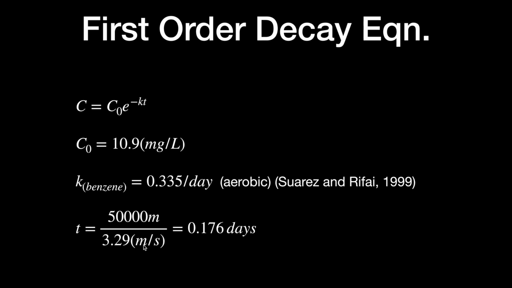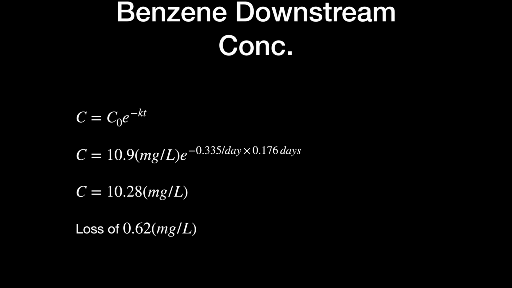And then we need to solve for time. In this case, it's just going to be our distance divided by our velocity. In other words, how long is it going to take to travel the 50 kilometers from point A to point B? And it's going to take almost 0.2 days. So once you have this information, it's basically just a plug and chug. We have our initial concentration here, the exponential function to the negative decay rate times the amount of time. And so we are able to find that our concentration at point B is 10.28 milligrams per liter, or in other words, there's a loss of 0.62 milligrams per liter.